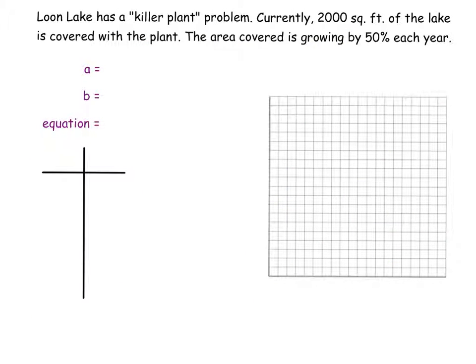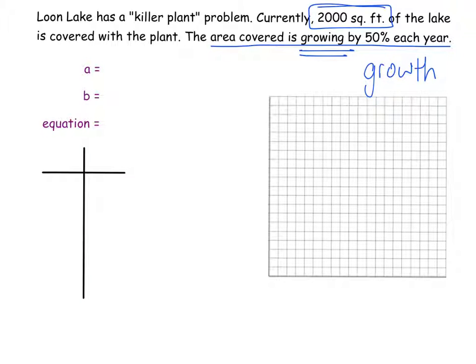Our next problem says that Loon Lake has a killer plant problem. There is currently 2,000 square feet of the lake covered with a plant. The area covered is growing by 50% each year. Growing, that's an important word. So we have to label A, B, write an equation, make our table, and graph. So it's growing by 50%, so we for sure know it's going to be a growth function. So if our graph doesn't show growth, we did something wrong.